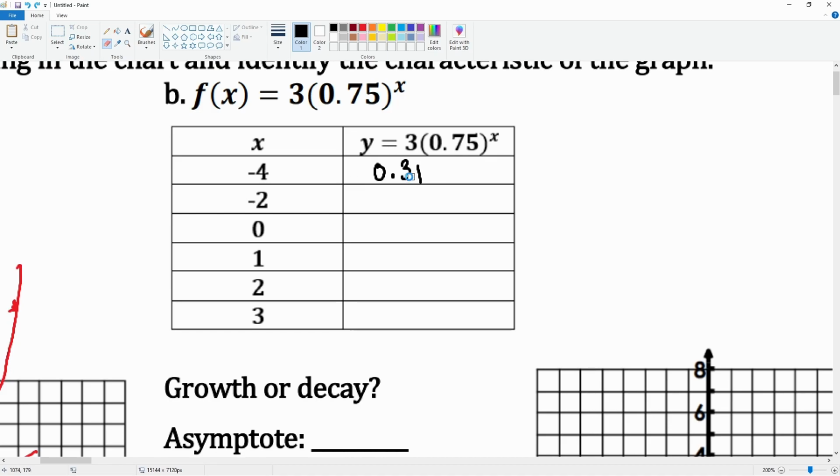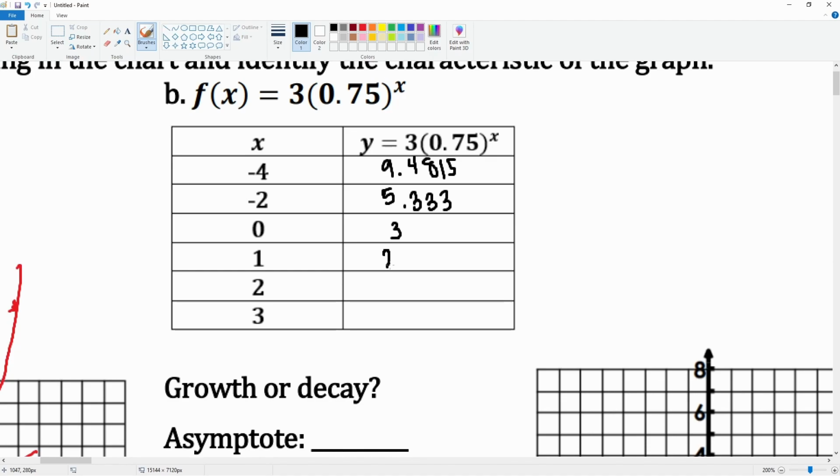This is supposed to be a decay. The b value is 0.75. It's supposed to be a decay, right? For -4, it is 9.4815. -2 for the x gets you 5.333. 0 for the x gets you a 3.